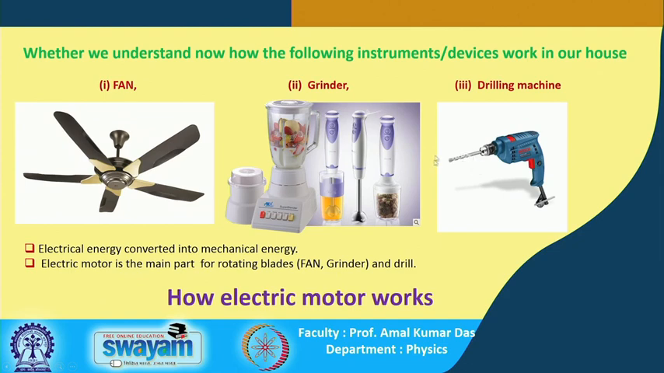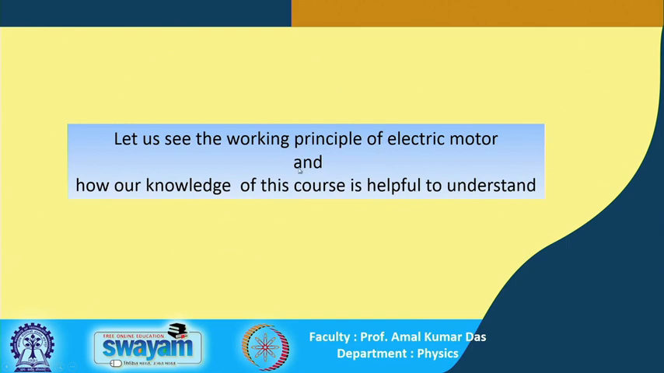So in all three cases there is something that rotates these blades and drill. What is that? That is basically the electric motor. The working principle of all these three is basically how the electric motor works. If we understand that, then we will be able to understand the function of these devices. So, how do electric motors work? Let us see this working principle, and test how the knowledge of this course is helpful to understand it.